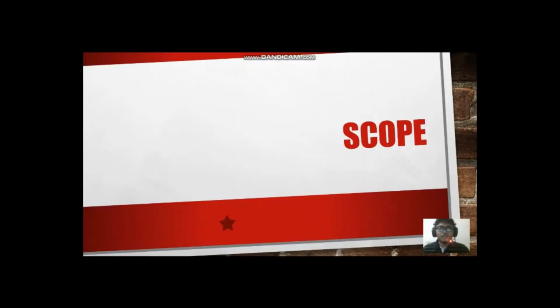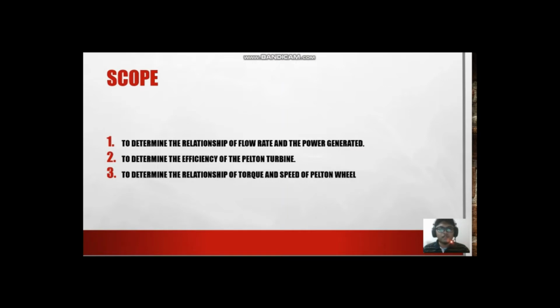The scope of this study is to determine the relationships of flow rates and the power generated. Besides that, it is to study the efficiency of the Pelton turbine. Other than that, it is to determine the relationship of torque and speed of the Pelton turbine.